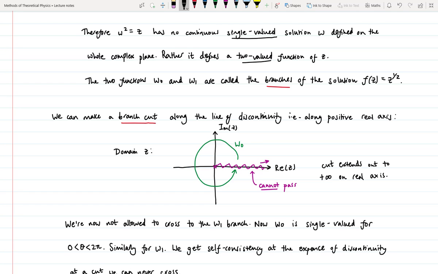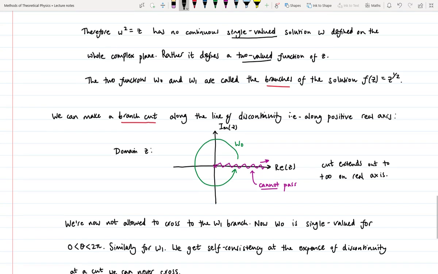And to make this specific, earlier for W0 we saw that just above the positive real axis, W0 was given by the square root of r, where r is the modulus of z, and the value of W0 for the complex number z coming just below the positive real axis was given by minus the square root of r. We therefore have a discontinuity of 2 times the square root of r across the branch cut for W0.